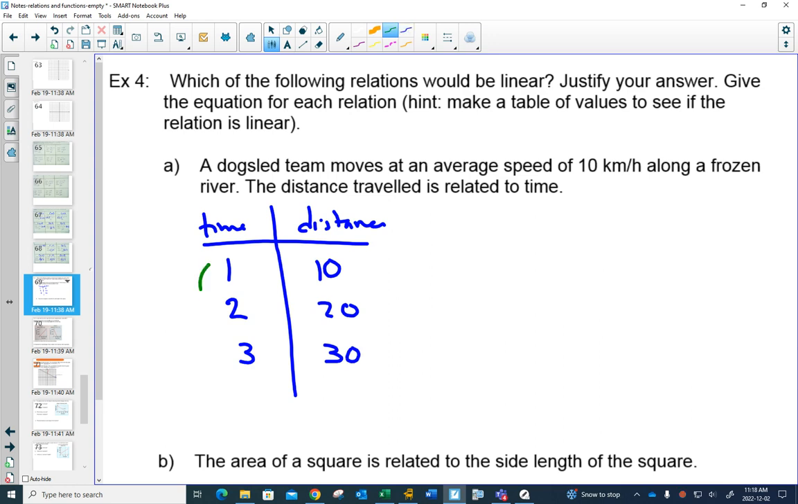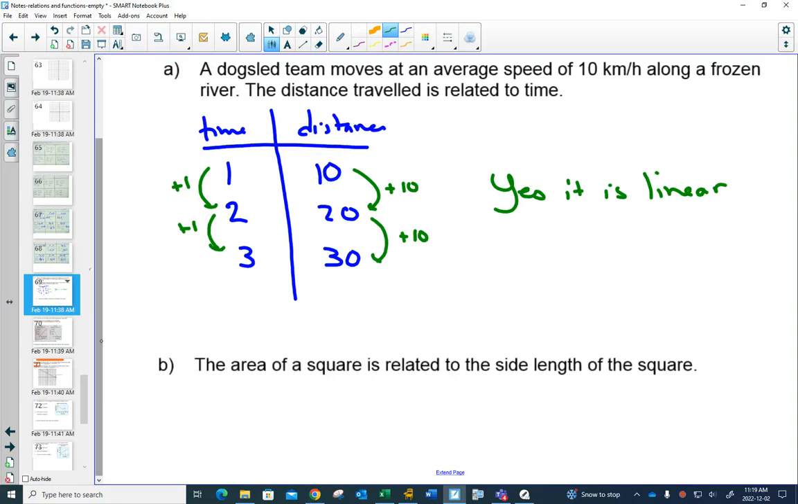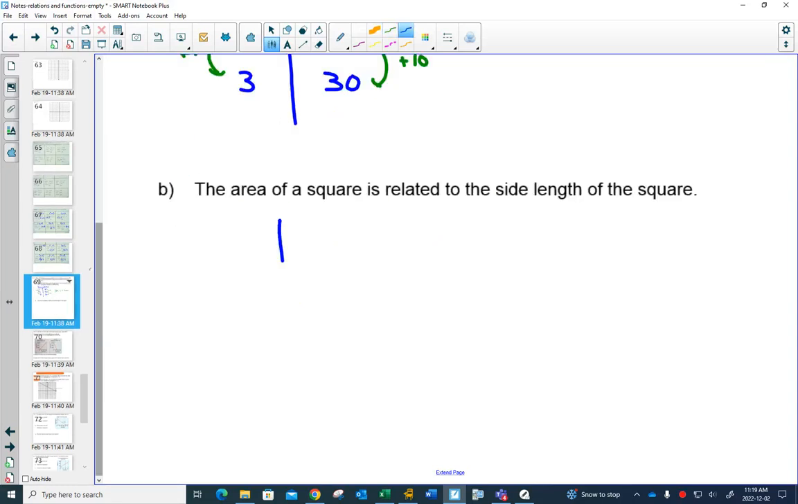Yes, because you're going up by the same amount here. You're going up by the same amount here. And anytime your y values go up by the same amount and your x values go up by the same amount at the same time, then you are going to get a linear function. The second one, again, we make our table of values, and we have to decide which is dependent, which is independent.